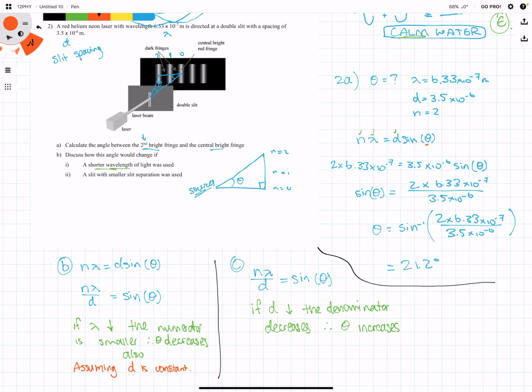And what are we assuming? We have to assume in this case that we are keeping the wavelength constant. If we're changing more than one thing at a time, it becomes really hard to derive these conclusions. So we have to be assuming that we're only changing one thing at a time.